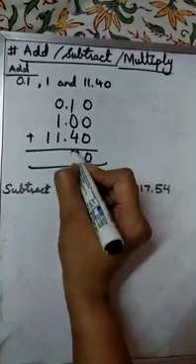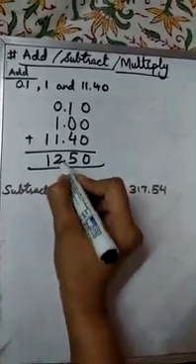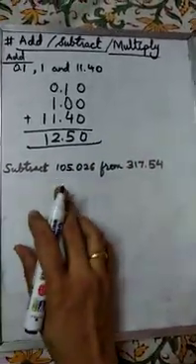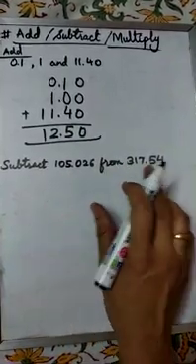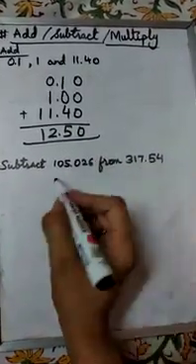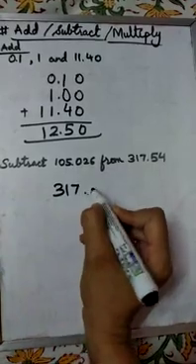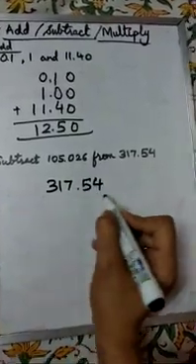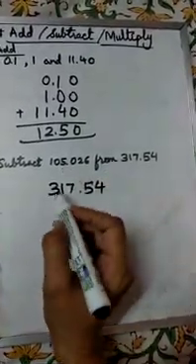This is 0, this is 5, 2, 1. This is your sum. Subtract. This number has to be subtracted from this number. That means the second number will be written first. So 317.54. Write it down.